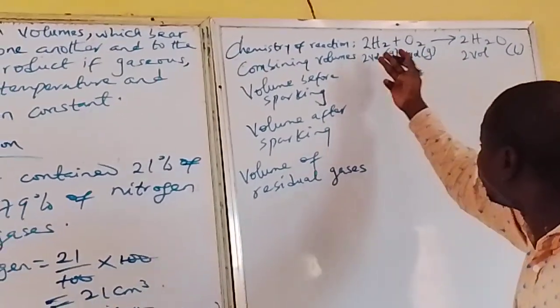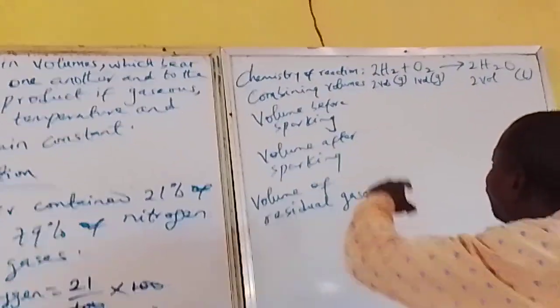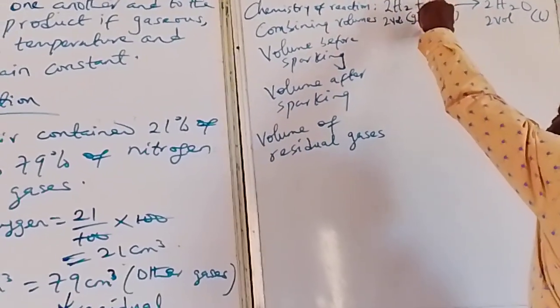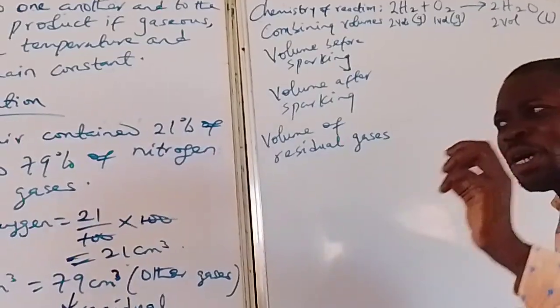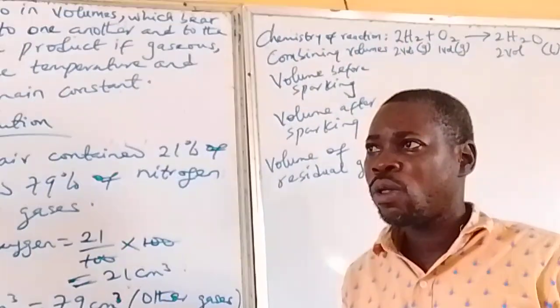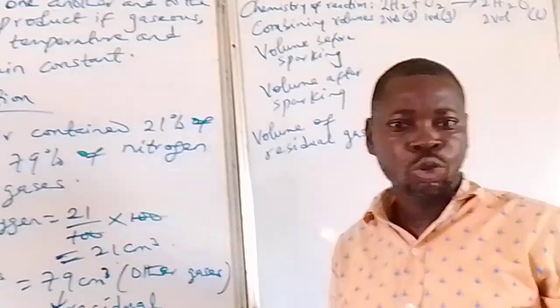Why am I writing volume? What I had from the onset was mole: 2 moles of hydrogen gas, 1 mole of oxygen gas. But if you remember vividly, there was a law in gas laws which is also called Avogadro's law.